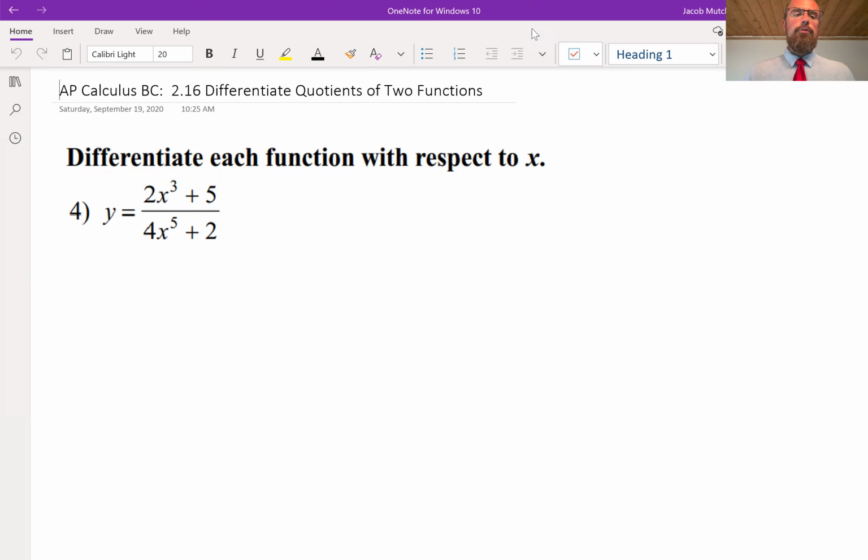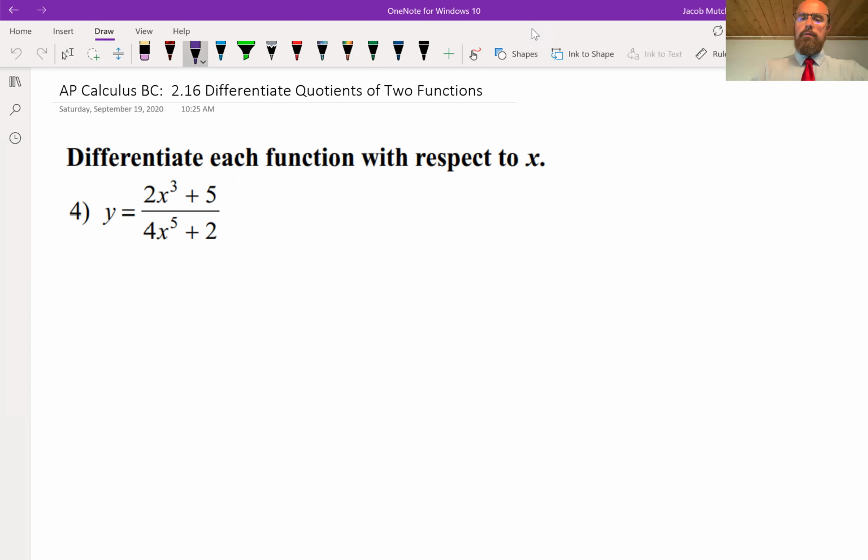So we see here for the numerator I have 2x cubed plus 5, and the denominator 4x to the power of 5 plus 2. So if I want to differentiate the whole function y, I need a rule that will accommodate this fraction setup. So I want to bring in the quotient rule. So let's write it first, and then we'll apply it to this particular function.